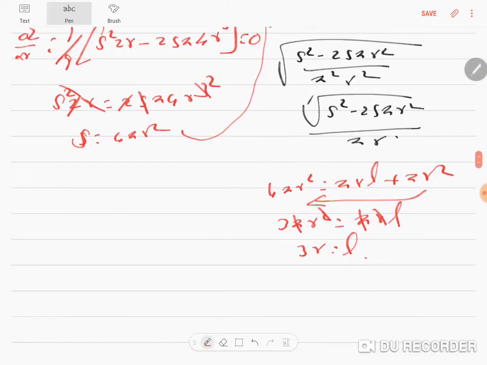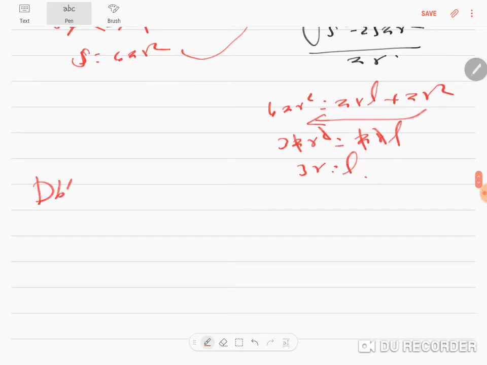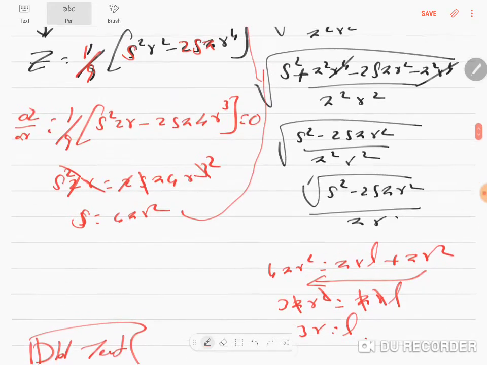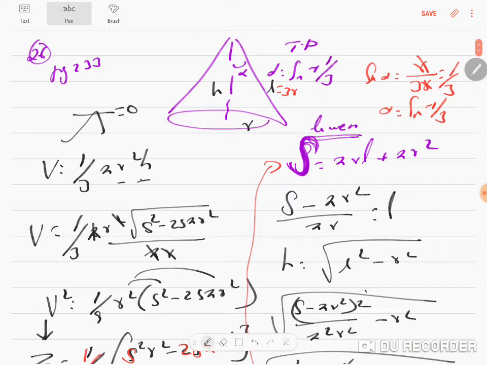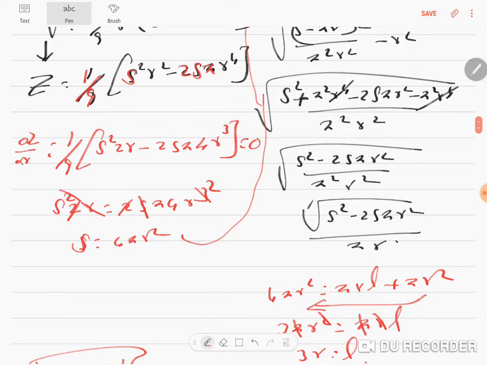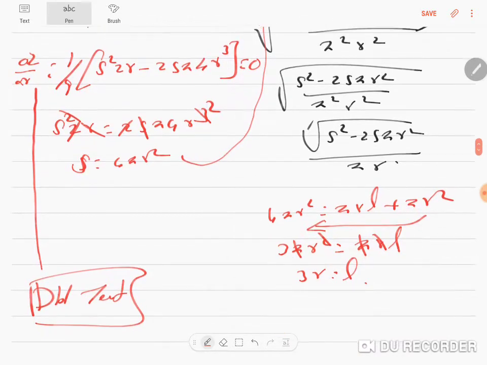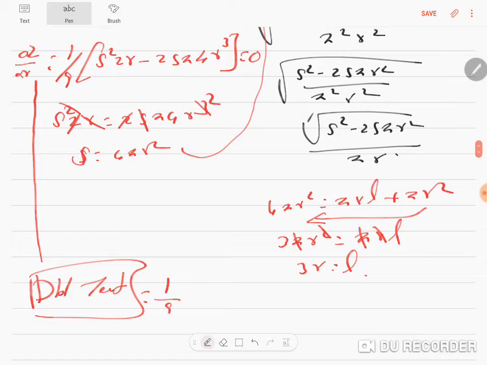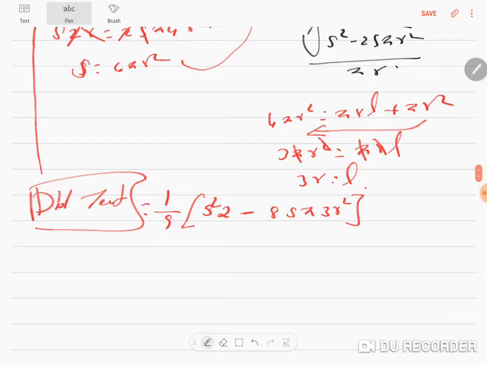Now the sum is over, but you have to do a double differentiation test. Why? To prove that the volume is maximum. The question says maximum volume. So to ensure it is maximum volume, take the differentiated value here and do a double differentiation test. See, it is 1 by 9, S square is a constant, 2 is a constant, differentiation of r is just 1, minus 8 is a constant, S is a constant, pi is a constant, r cube differentiated is 3r square. So you have to find out whether this is negative or positive.